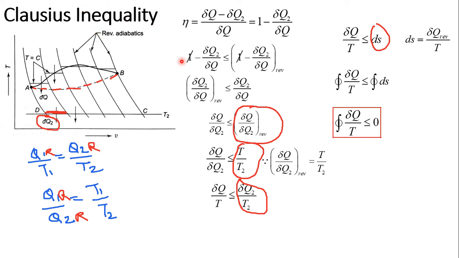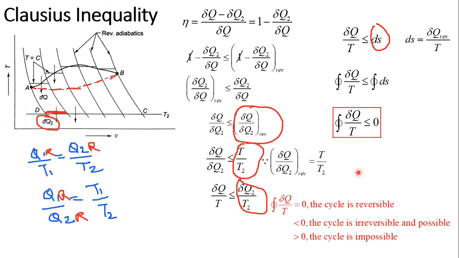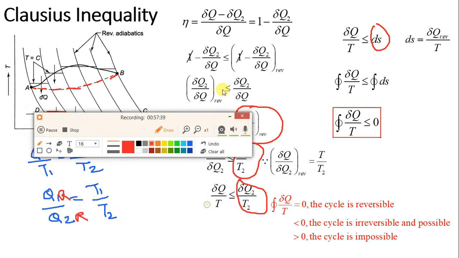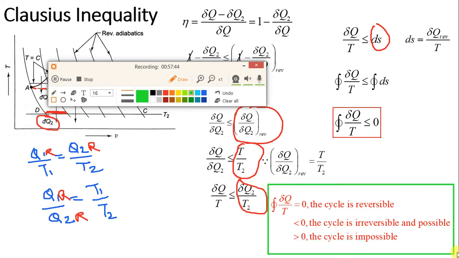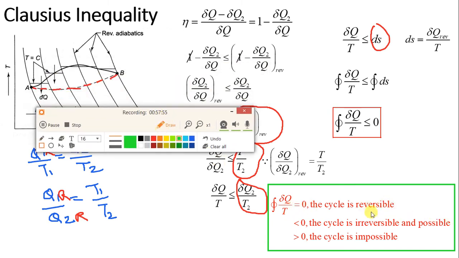This inequality means it is less than. So, what is the significance of this? See the bottom side analysis for this one. Let me highlight this analysis. Concentrate on this part. So, what is shown over here? If cyclic integral of del Q by T is equal to 0, what will happen? The cycle will be a reversible cycle.